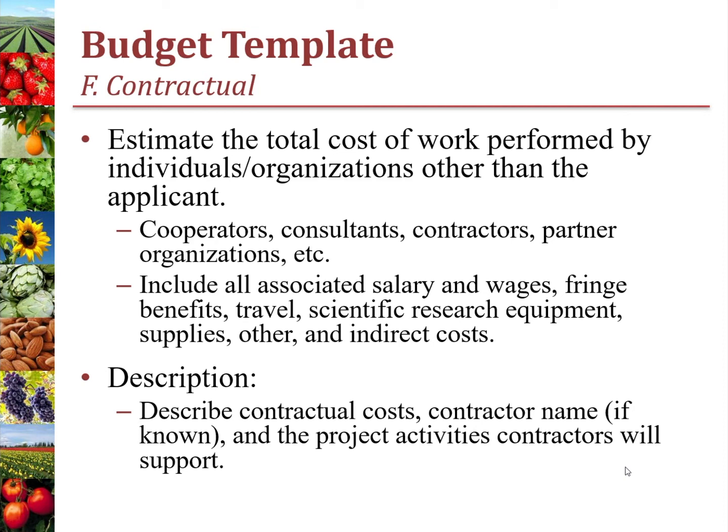Category F is for the project's estimated contractual cost. For the purpose of Specialty Crop Block Grant Program, any organization other than the applicant that will work on the project and receive grant funds is considered a contractor. For amounts requested, list the total estimated cost of any work to be performed by organizations other than the applicant. Typical costs under contractual include consultants or project cooperators from another organization. This amount should include all of the budget costs associated with each contractor, including salary, travel, supplies, etc. In the description column, list the name of the contractors, if known, and the type of services needed.